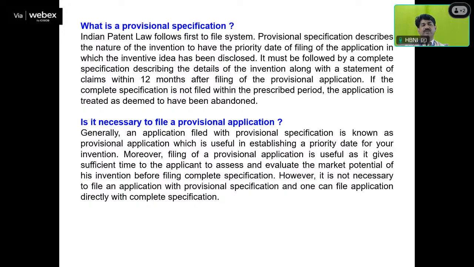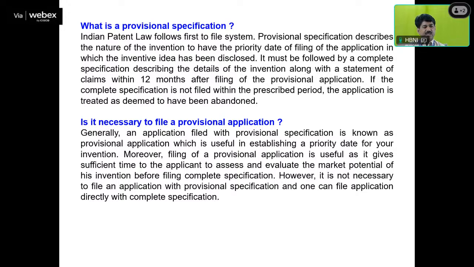So, whenever we apply with a provisional specification, the work may not have been completed, but within 12 months we have to complete the work and give all the specifications. The complete application has to reach within 12 months of applying for the provisional specification. Otherwise, it will be cancelled. If the complete specification is not filed within the prescribed period, the application is treated as deemed to have been abandoned. So the patent application will be cancelled and will not be considered for grant of the patent.